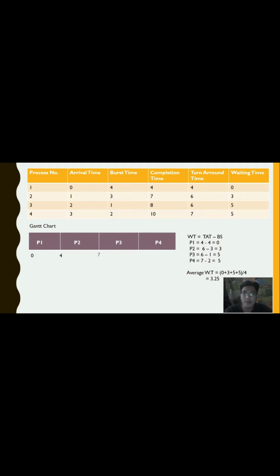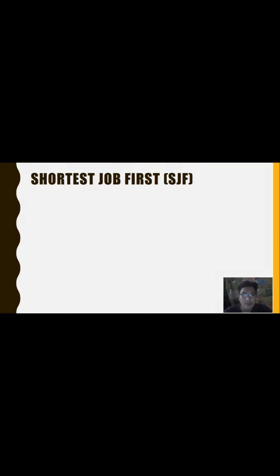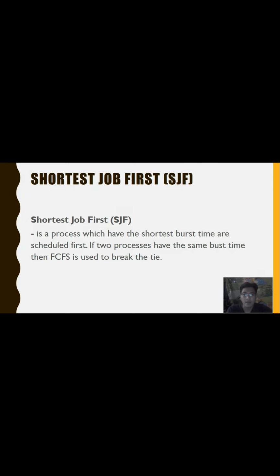So the average waiting time is 3.25. Again, it is very easy to compute the average waiting time, because we only have to find the difference between the turnaround time and the burst time of the process. Total waiting time is the total time the process has to wait before execution. So we are now done with first come first serve, and now let's proceed to the shortest job first.